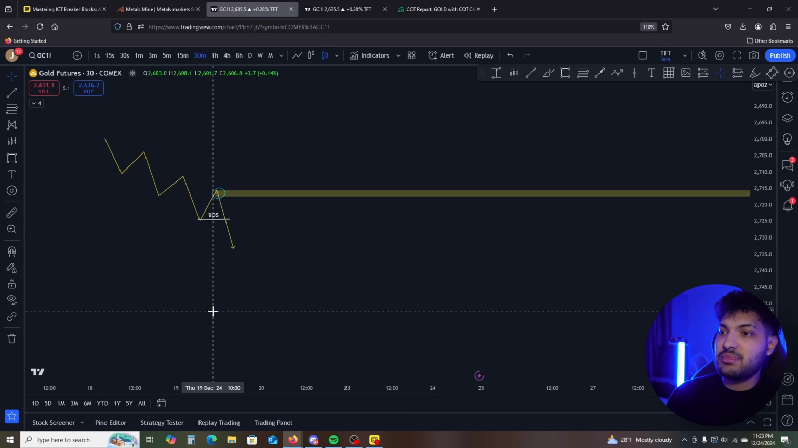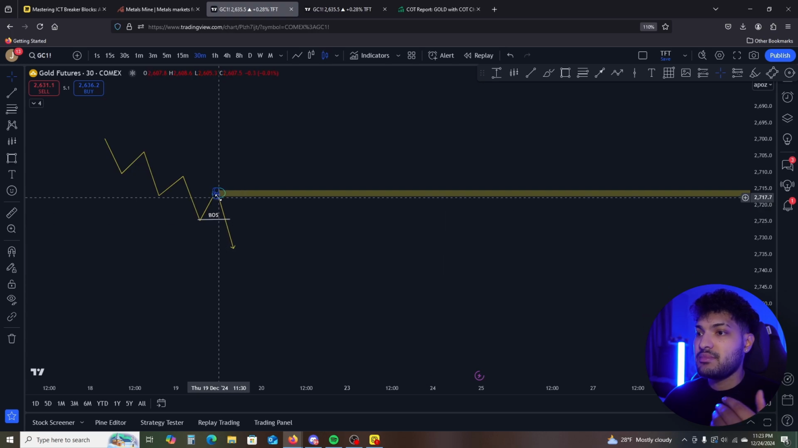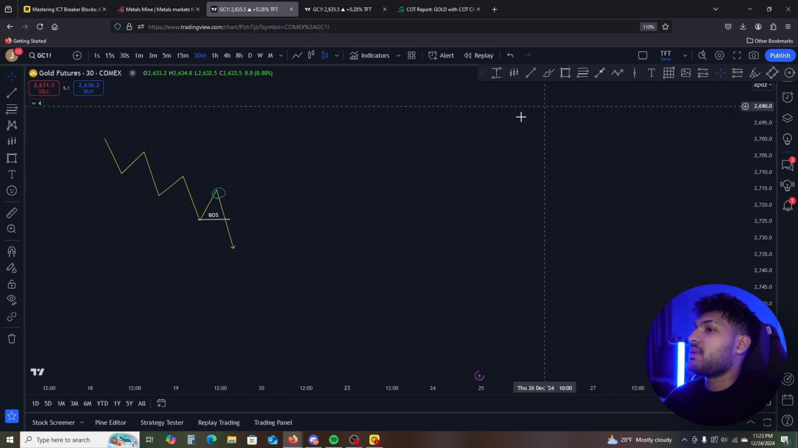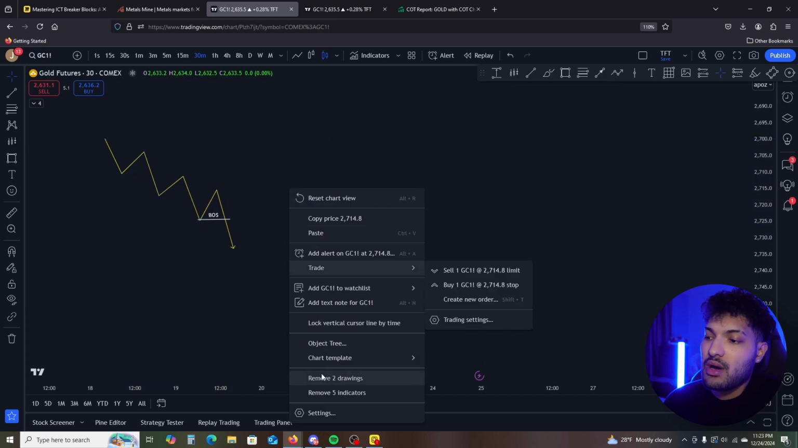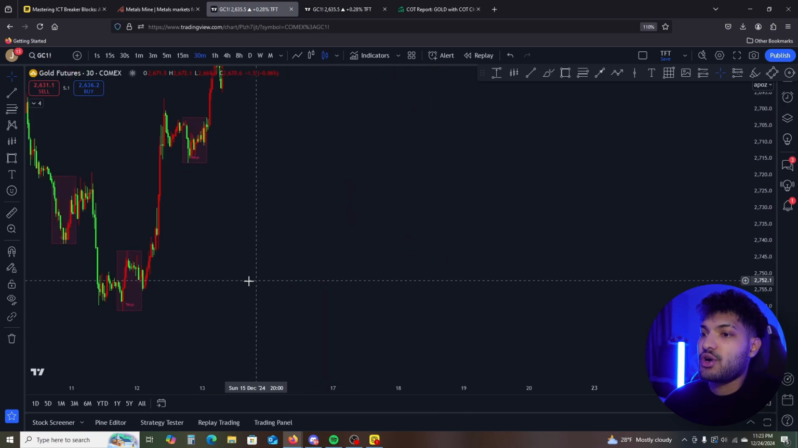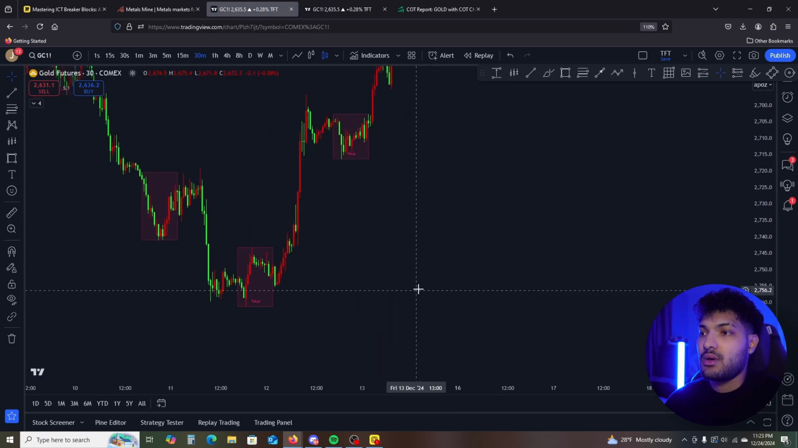Now, if I were to flip this, same concept: the last green candle before a down move is an order block. Now let's bring myself over to the chart really quickly so I can show you more practically what an order block is.